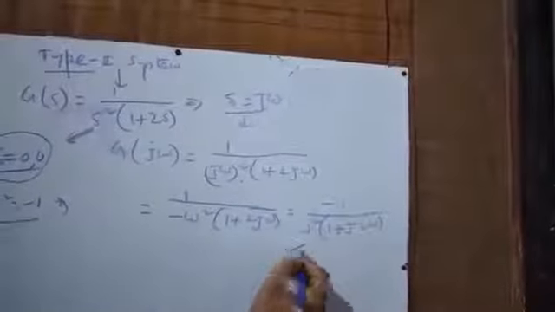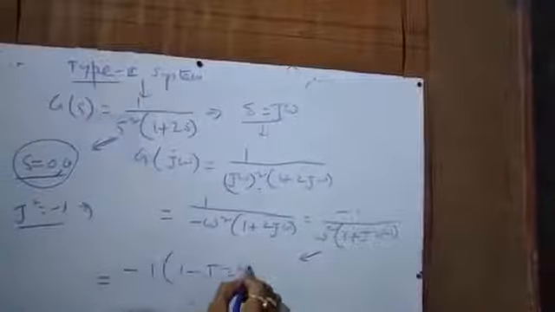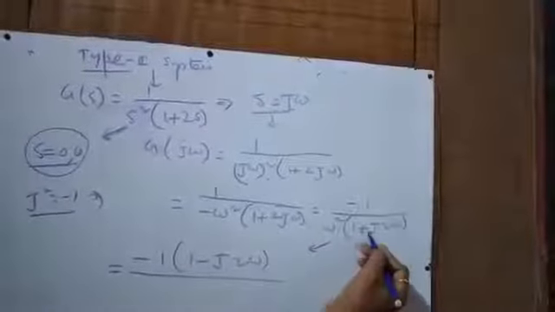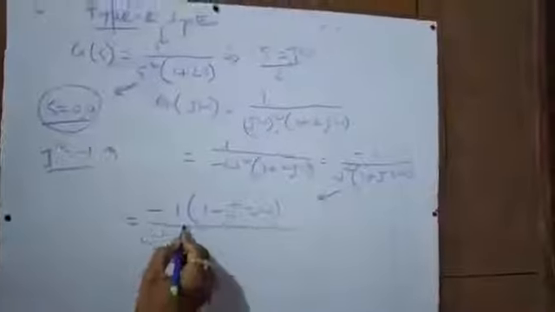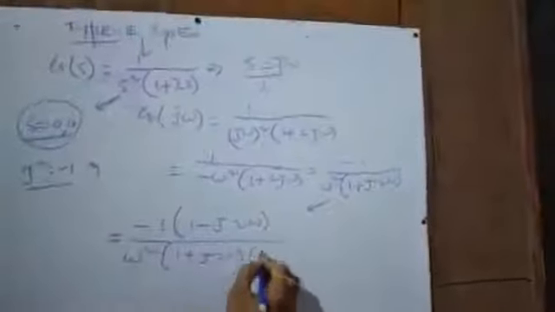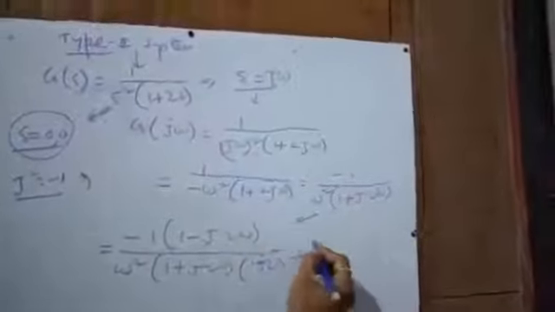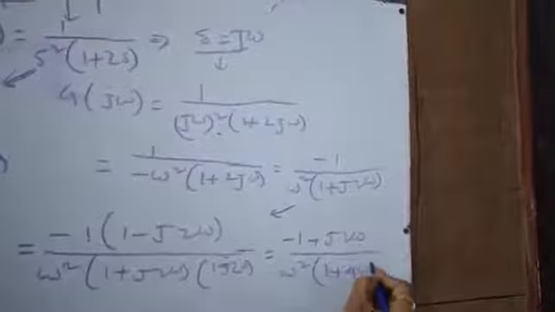Now in order to get a real denominator, we have to adopt the same way, that means multiply by minus 1 into (1 minus j 2 omega). That means you have to multiply the numerator and denominator with the complex conjugate of 1 plus j 2 omega. So this is omega square into (1 plus j 2 omega) into (1 minus j 2 omega), which equals minus (1 minus j 2 omega) by omega square into (1 plus 4 omega square), right?